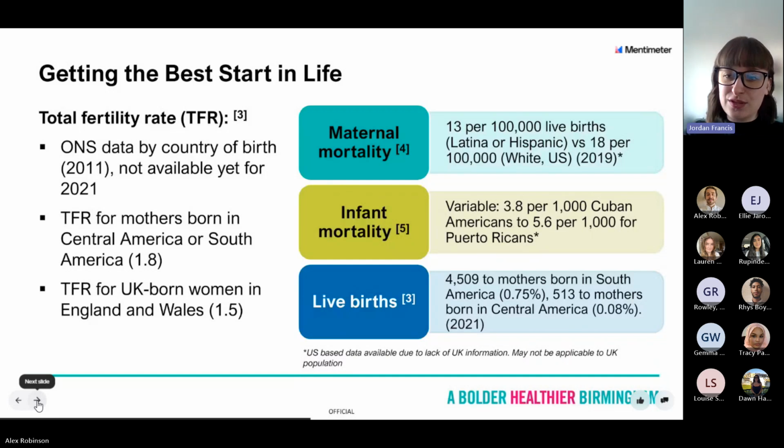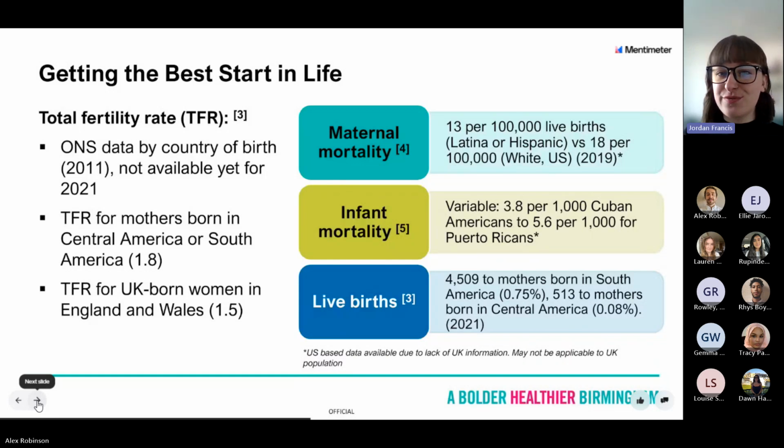So again, just interpret those with some caution on how they might be applicable to a UK population. For the ONS data, we're looking specifically at the country of birth of the mother, and again, this is only going to be looking at those first generation migrants. We do have a total fertility rate for Central or South American born women at 1.8 compared to the UK born women at 1.5.